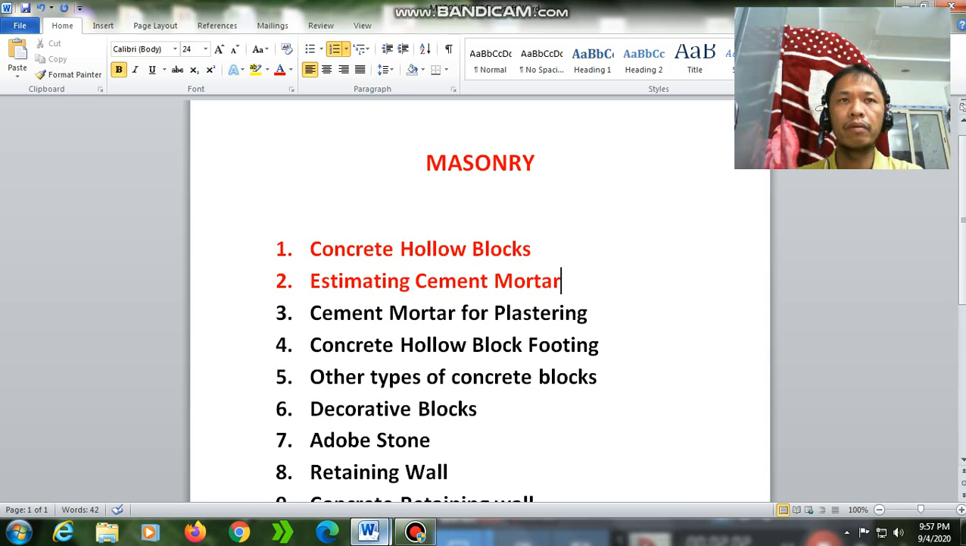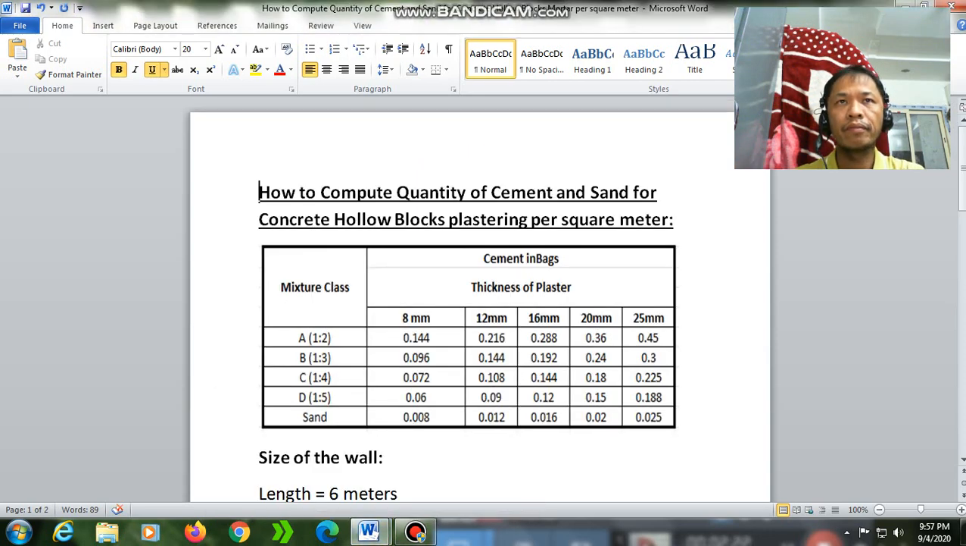So, paano natin makukuha yung number of cement required and how many cubic of sand required kung magpa-plastering kayo ng wall? Okay? So, going back to our topic, this is the third item in our list in the masonry. How to compute quantity of cement and sand for concrete hollow blocks plastering per square meter.